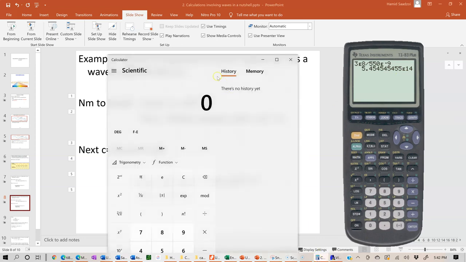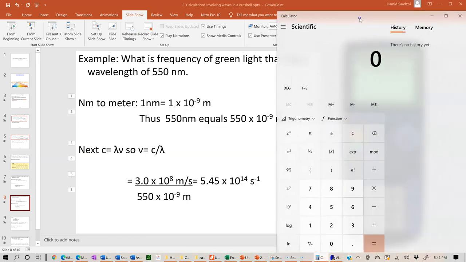We could also do this on a basic calculator, in case you're wondering. So once again, 3. Here, that's an exponent button. So the exponent is going to be 8.